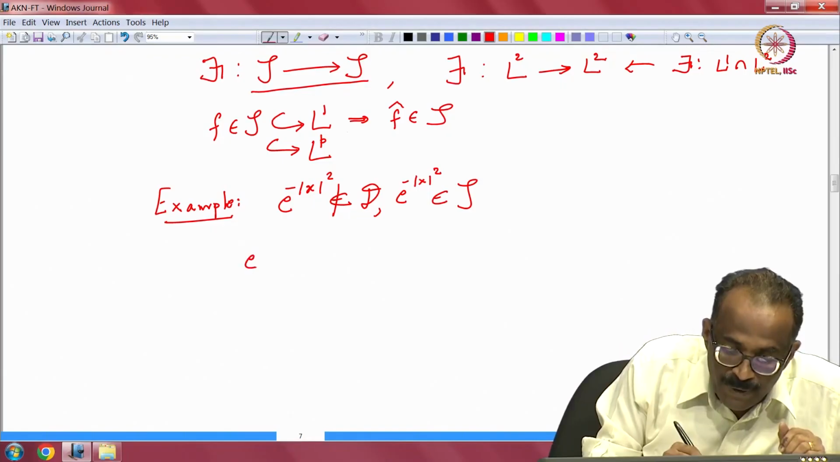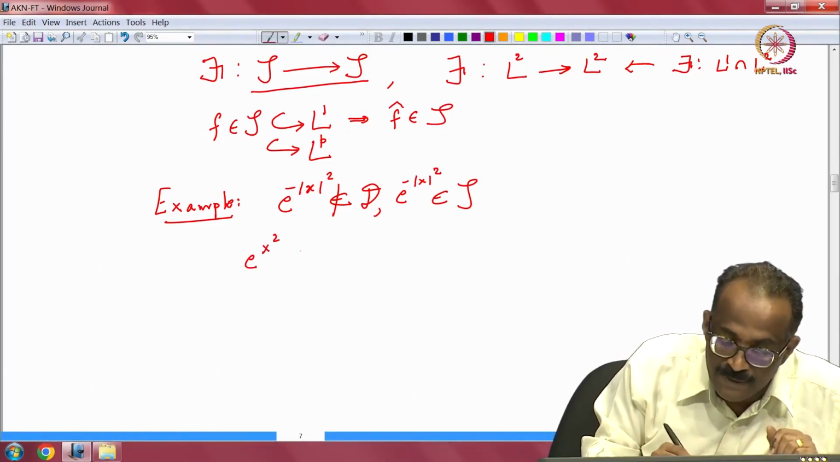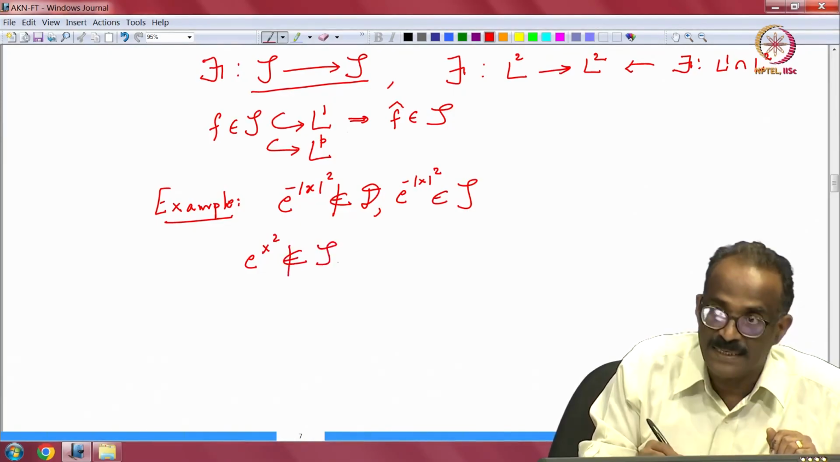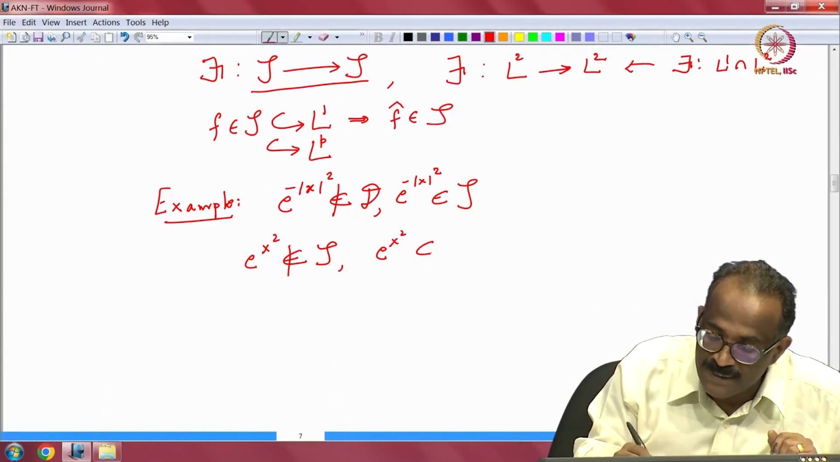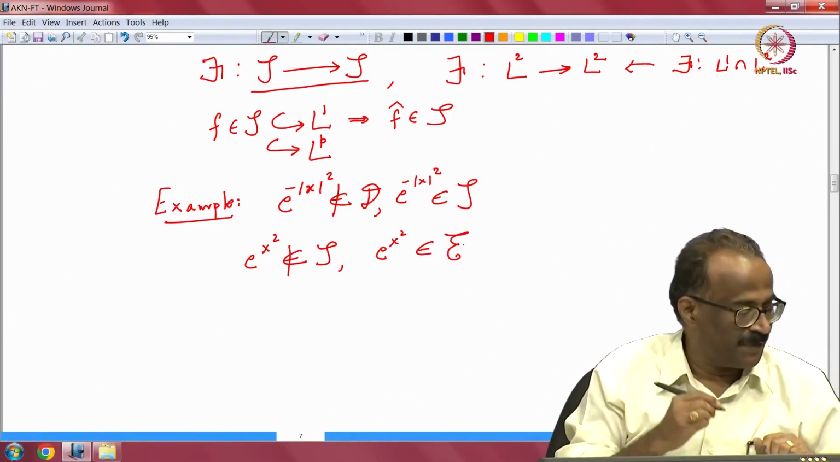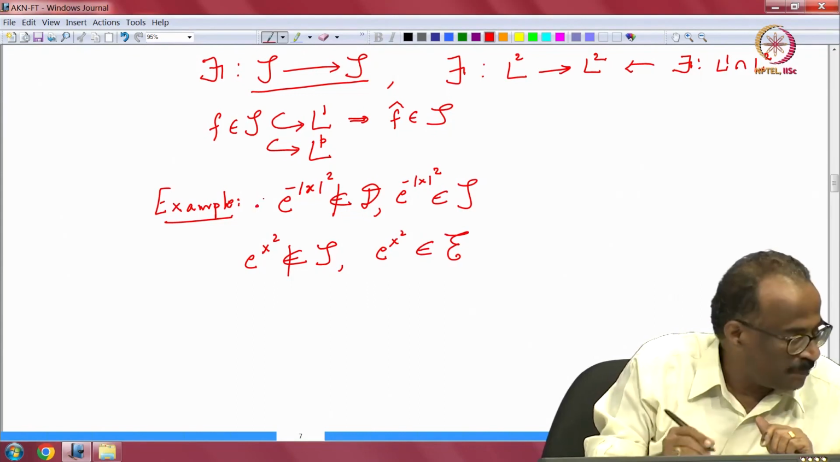But e power mod x square is not decaying. So, this is not in zeta, but e power x square is a smooth function. So, this is in E, that is C infinity of omega. You can also prove many things, that is one example.